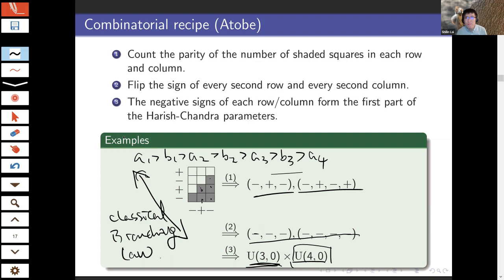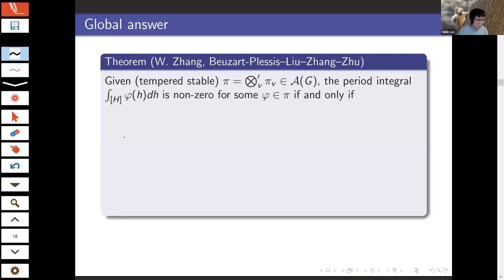Okay. The global answer, this is the real reason we are doing it in the unitary group setting, is that the global question is just outright no. Starting with works of Wei Zhang, recently completed by Beuzart-Plessis, Liu, Zhang, and Zhu. And in our case, which is the tempered case, we are given tempered, stable, whatever. Well, I should add cuspidal.